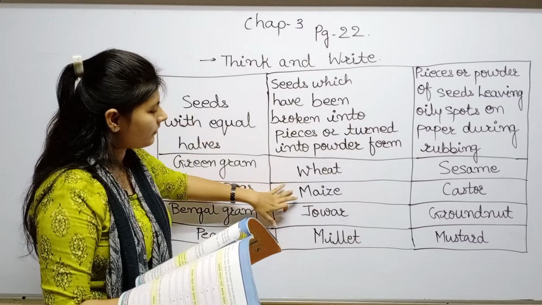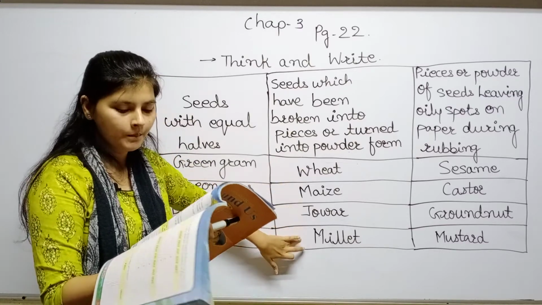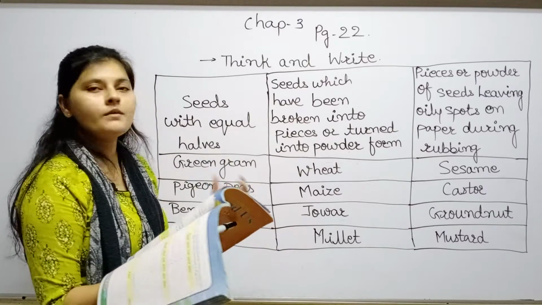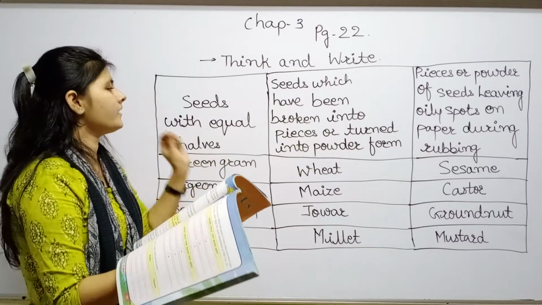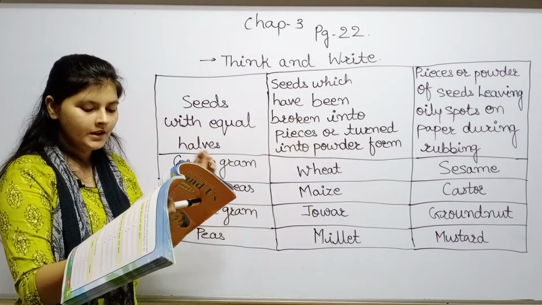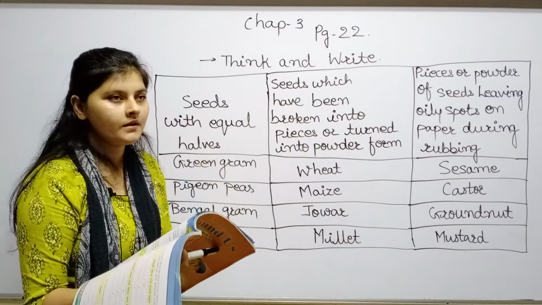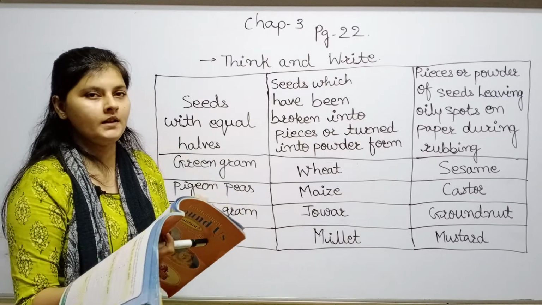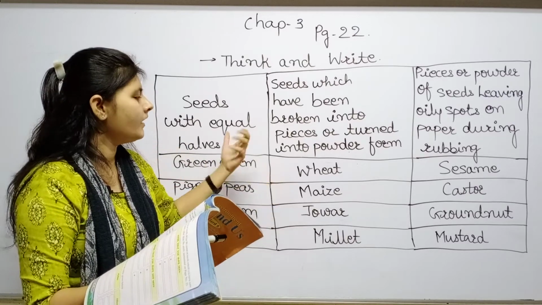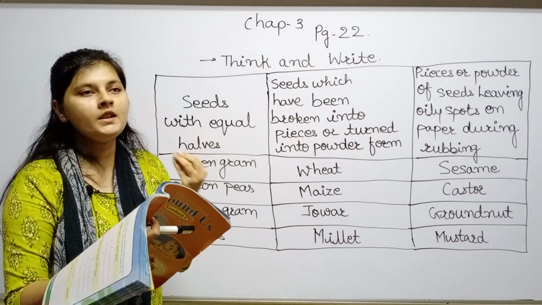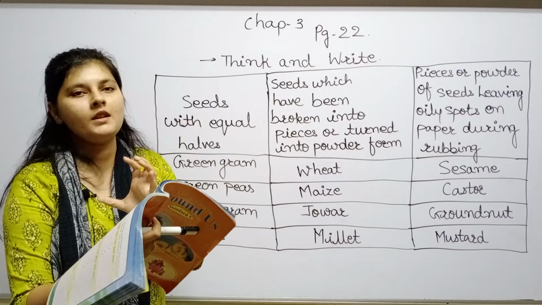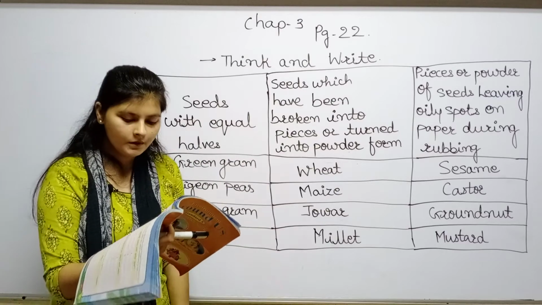So it is wheat, maize, jowar and millet. So the seeds which turn into broken pieces or into powder form are known as cereals. What is this? Cereals, like a grain, like wheat is a grain, right? So you know that you are eating this kind of cereals every day, like you eat roti, chapati, right.